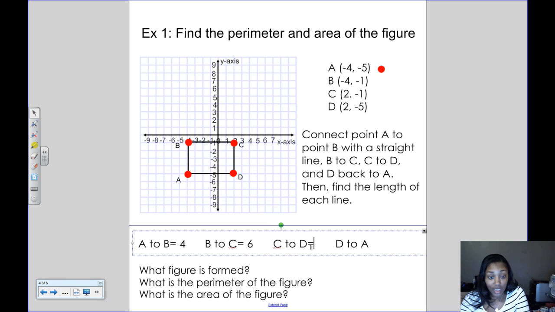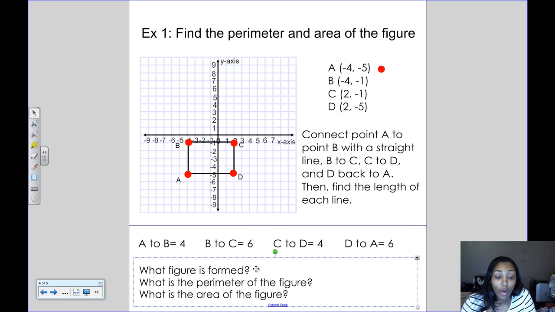Then to go from C to D, again I'm going to go 1, 2, 3, 4. So I went 4, so that has a length of 4. And to go from D to A, I'm going to have to go 1, 2, 3, 4, 5, 6. And by looking at this shape, we know that it's formed a rectangle, so that we know that the top and the bottom have the same length, and then we know the two sides have the same length. So what figure is formed? Well, we know the figure that's formed is a rectangle.